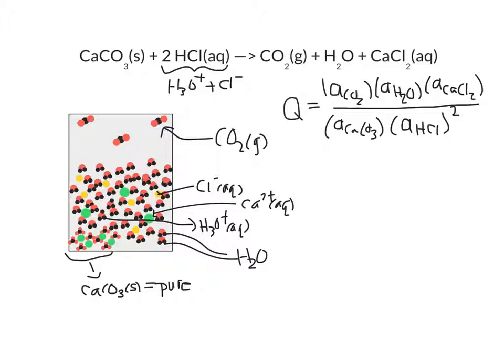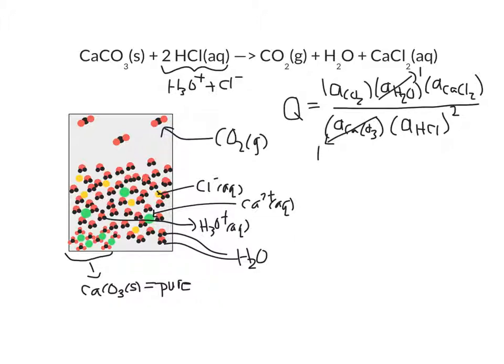The first thing I'm going to recognize is that the calcium carbonate is pure. And we said that the activity of pure substances is 1, and so that is just going to be equal to 1 in my expression. Furthermore, I can treat the water, which is the solvent for this reaction, as pure, because there are so very, very many water molecules relative to the number of solute molecules in my solution that I can approximate the water, the solvent in this reaction, as being pure. And if the water is pure, then its activity is also equal to 1. And so that's going to simplify my expression quite a bit.